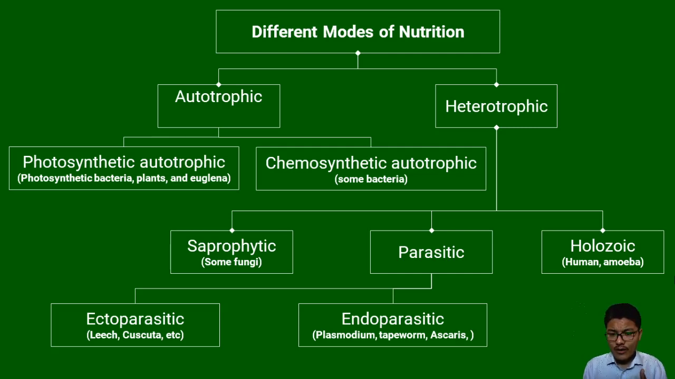Now, amoeba follows the holozoic mode of nutrition. Holo here refers to entire. Zoic here refers to animal. So amoeba, humans, we are animals. In us, we ingest entire food, or we take in entire food. That's why we are following the holozoic mode of nutrition. Similarly, amoeba does so.